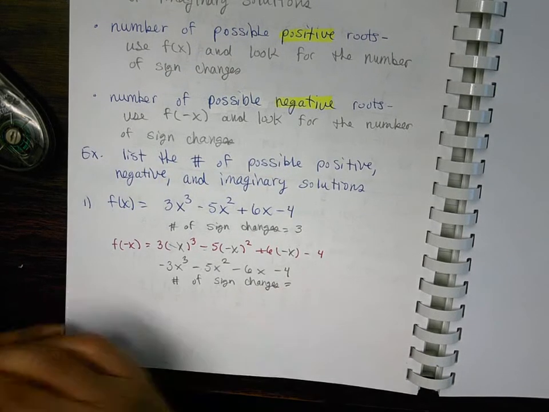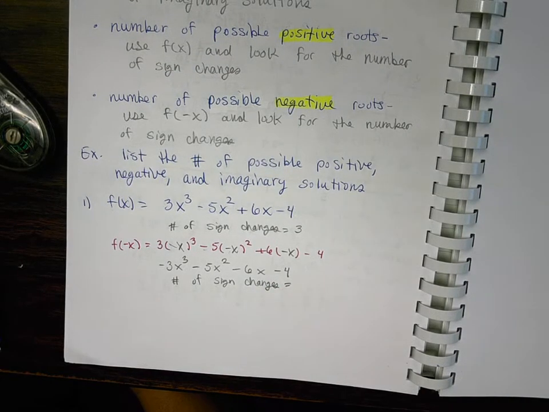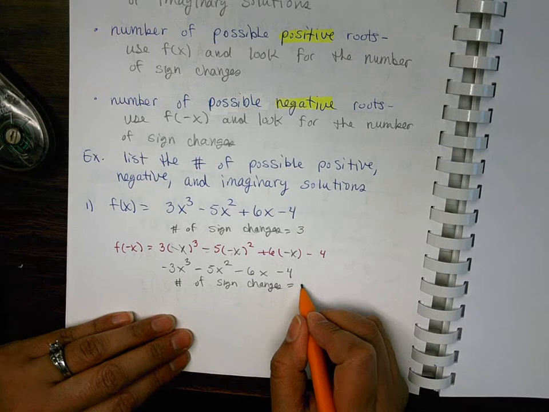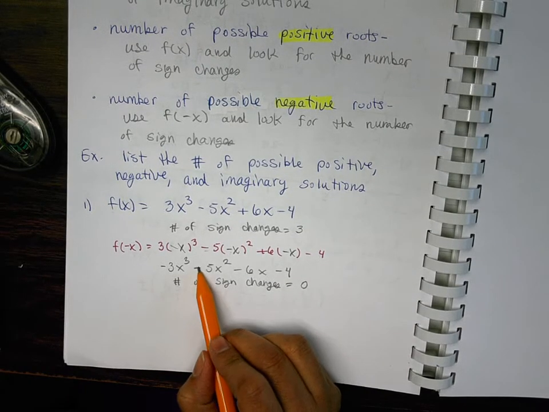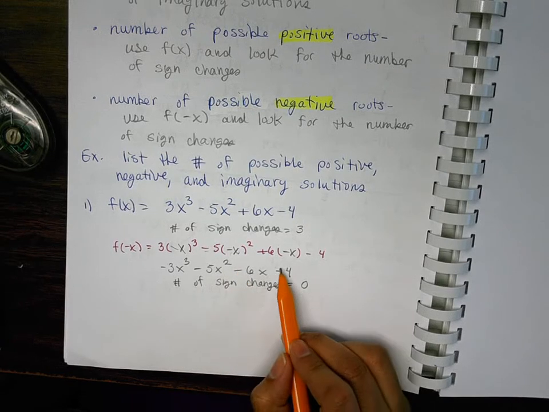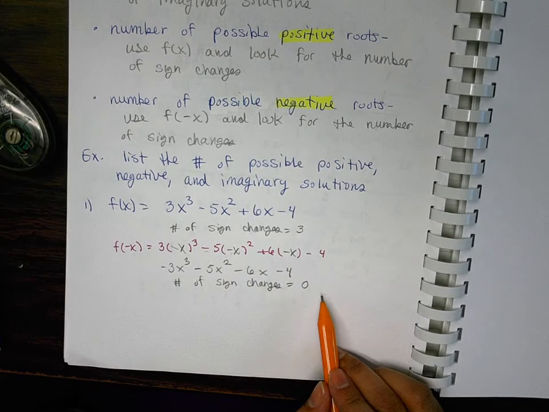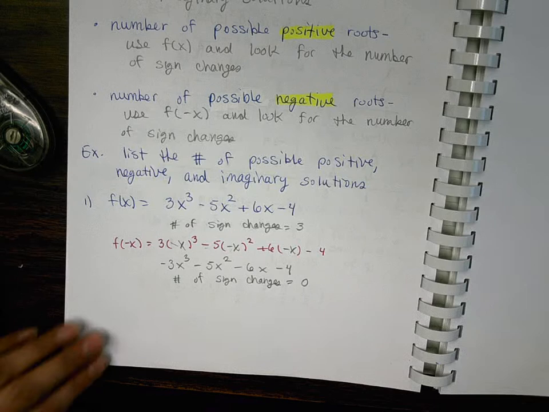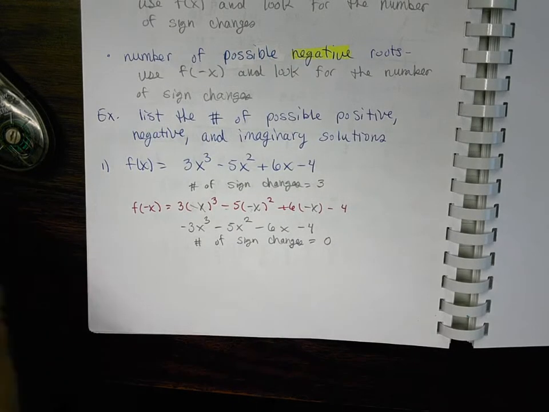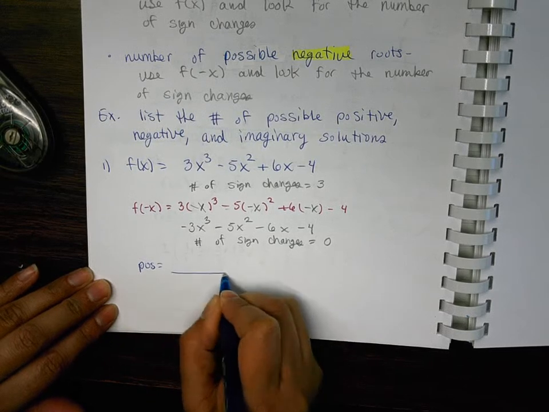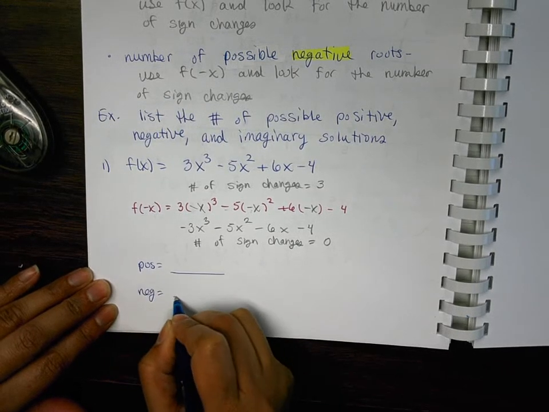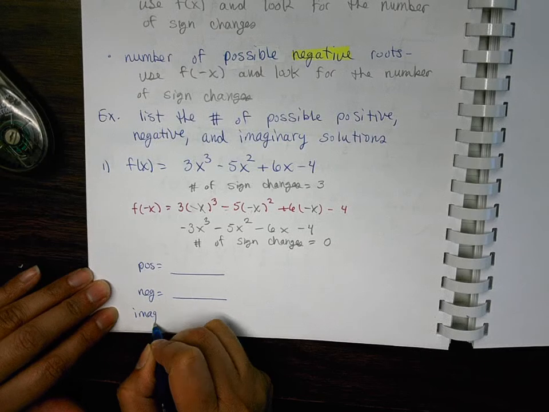Negative, negative, negative, negative. How many sign changes? None. There are none, because negative to negative does not change. They stay negative all the way throughout. So how many sign changes? None, 0.